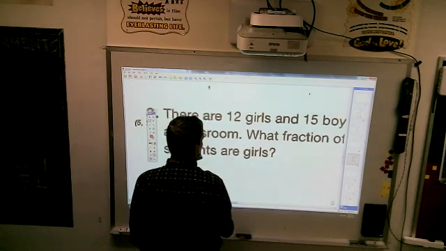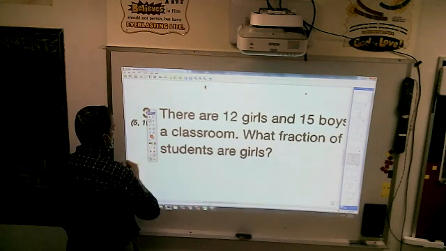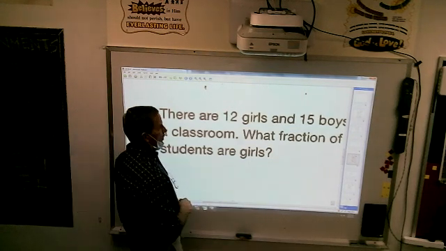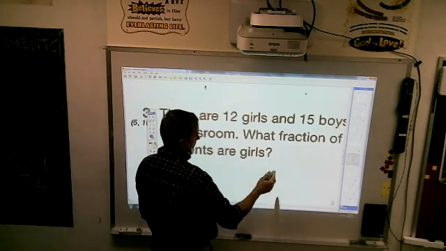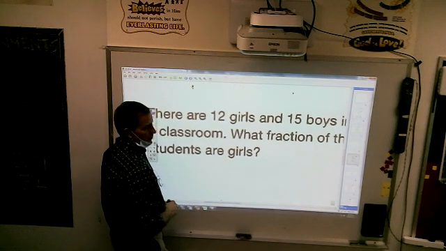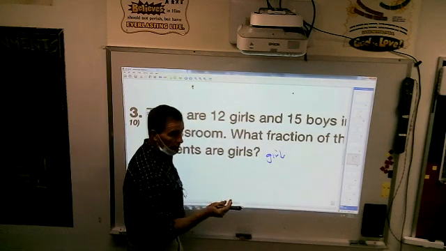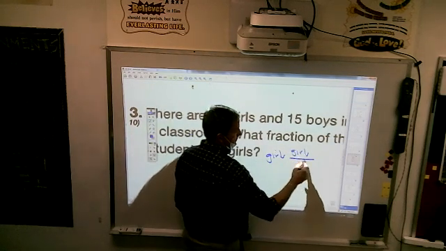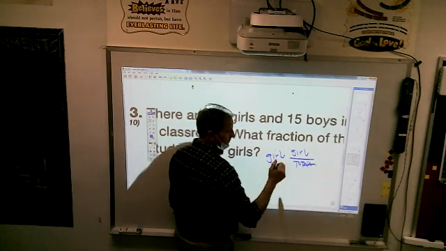There are 12 girls and 15 boys in the classroom. What fraction of the students are girls? And here again, this would be the note I'd write to myself because somebody had this problem on something before. What is the fraction they want? They want what fraction of the students are girls, not the ratio of girls to boys, but what fraction of the students. Girls over total number of students.